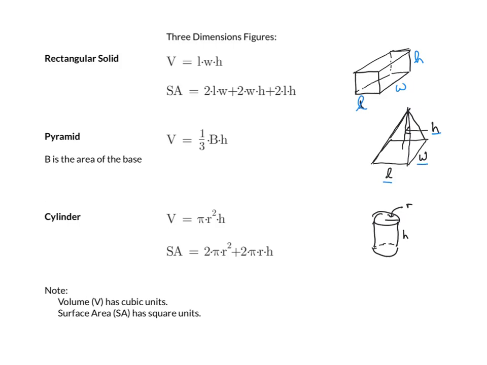Okay, so some other things to note. Volume has cubic units. Notice that if we look at any of these volume formulas, there's going to be three things that we're multiplying. We have length times width times height. And if we multiply the units for each of those, then we're going to get cubic units. Surface area, the important thing to remember is surface area is still an area. An area always has square units.